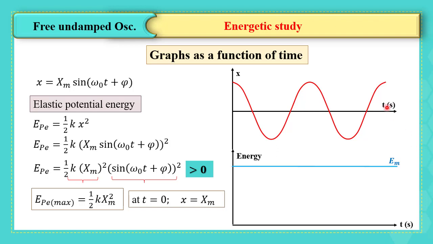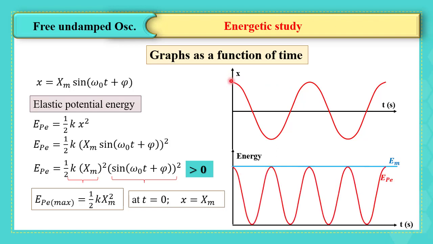At t equals to 0, x in the graph is maximum, thus it is a positive function all the time and represented as such. Note that if at t equals to 0, x was 0, then the elastic potential energy should start from 0.